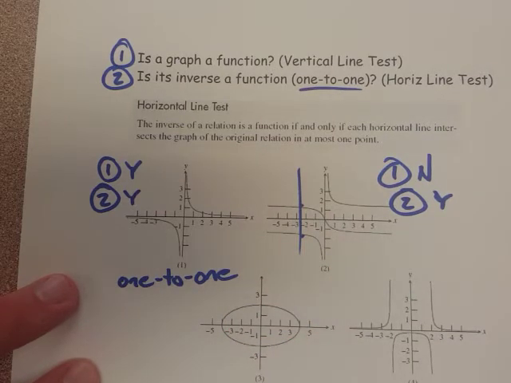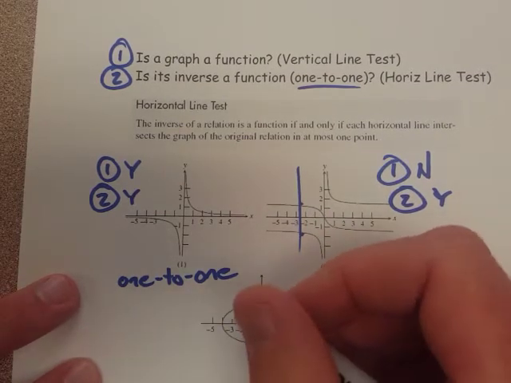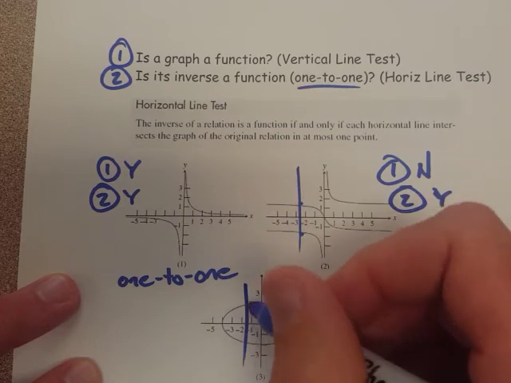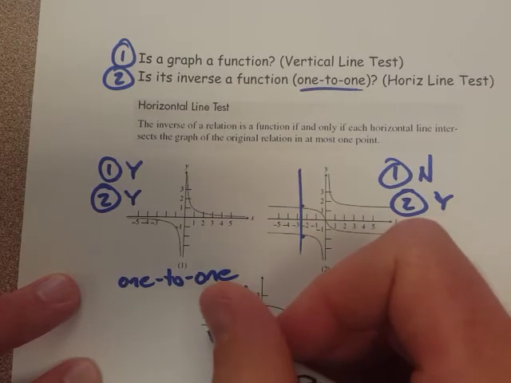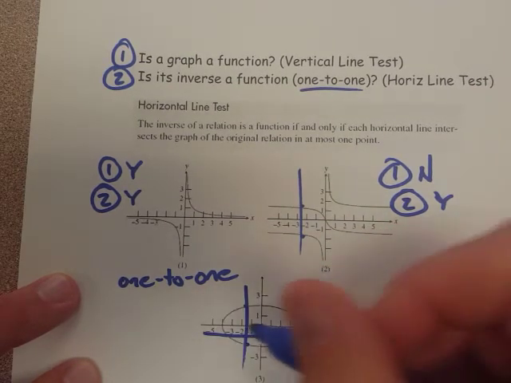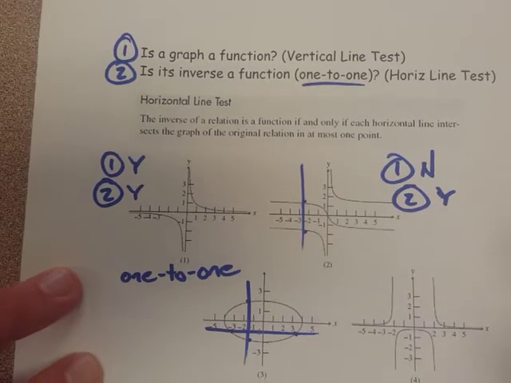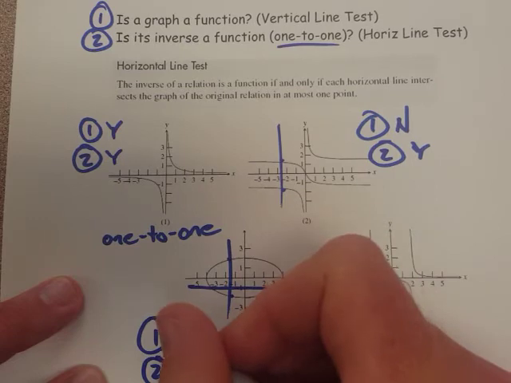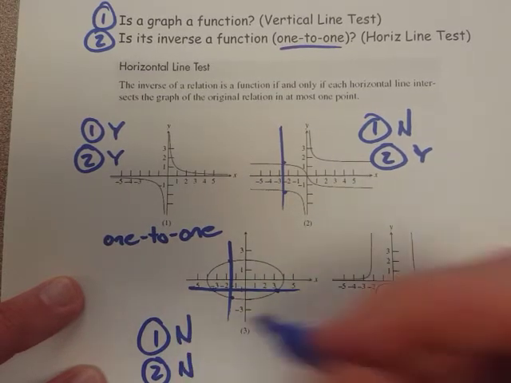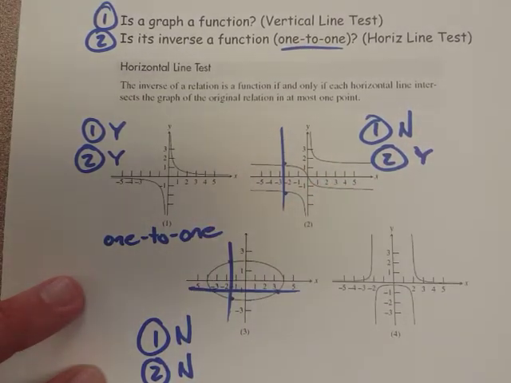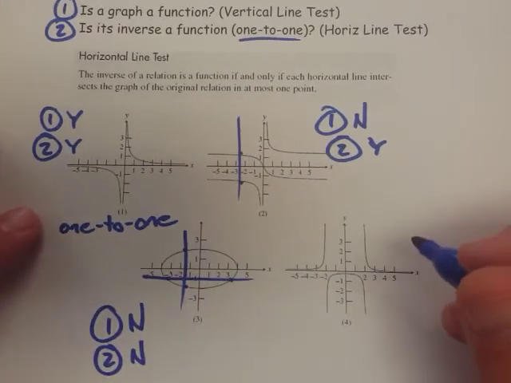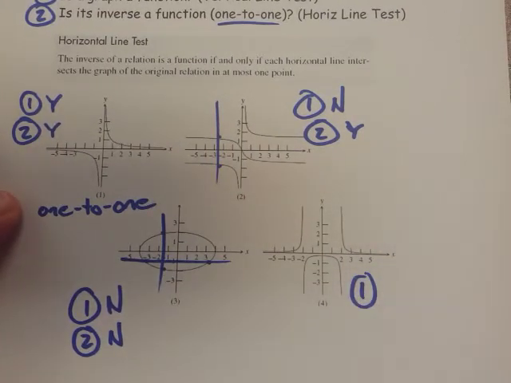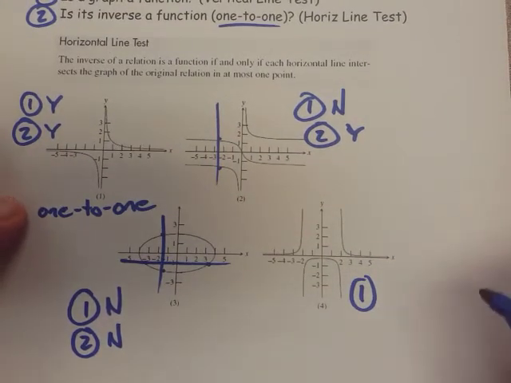This one down here, what you'll see is that, well, if we go vertical line, there's a couple points where it passes through. Horizontal line, there's a couple points that it passes through. So for this one, questions 1 and 2, both of those are no's because they fail the vertical and the horizontal line test.